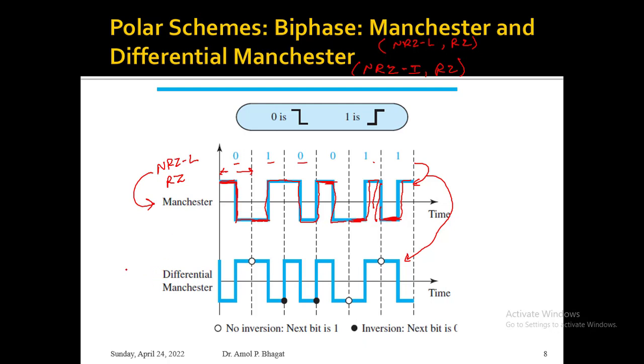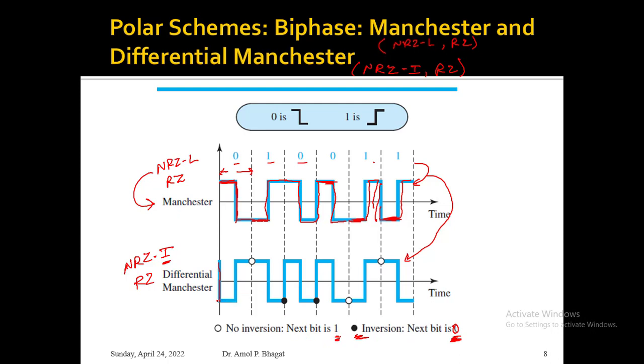Next is differential Manchester. Differential Manchester is the combination of NRZ-I and RZ scheme, that is, non-return to 0 invert and return to 0. The signal can start, for example, from here, and inversion will occur either on bit 1 or on bit 0. Here the inversion occurs when the bit is 0, while when the bit is 1 the inversion will not occur.